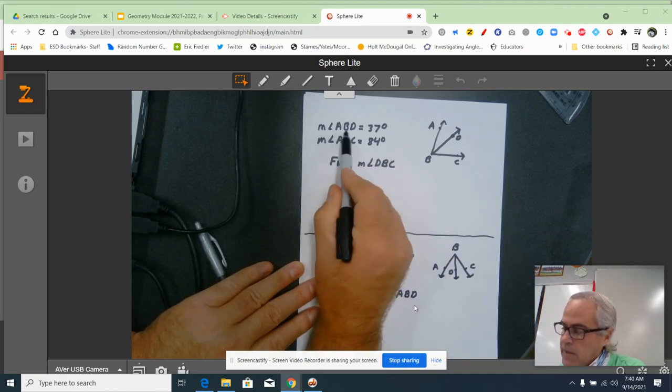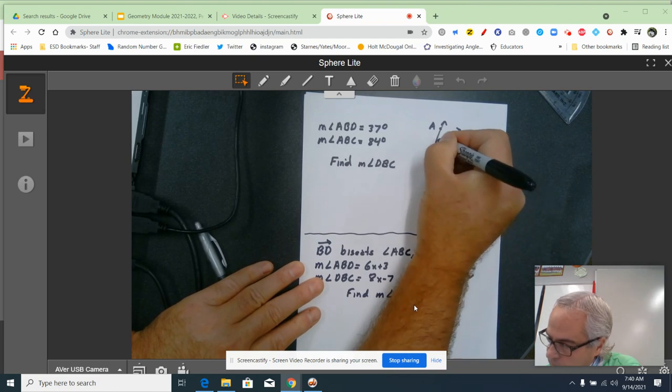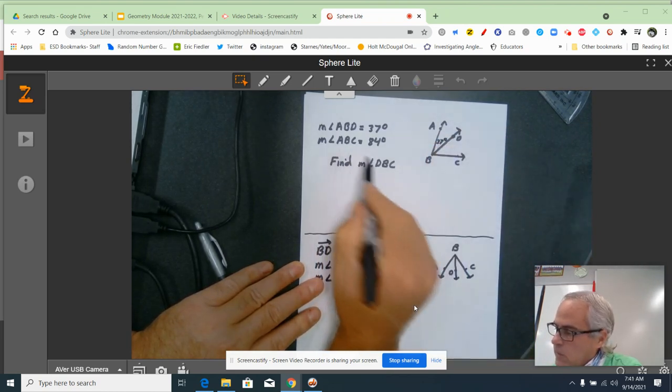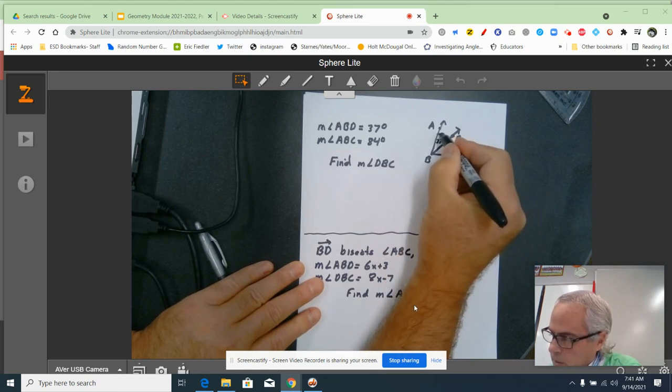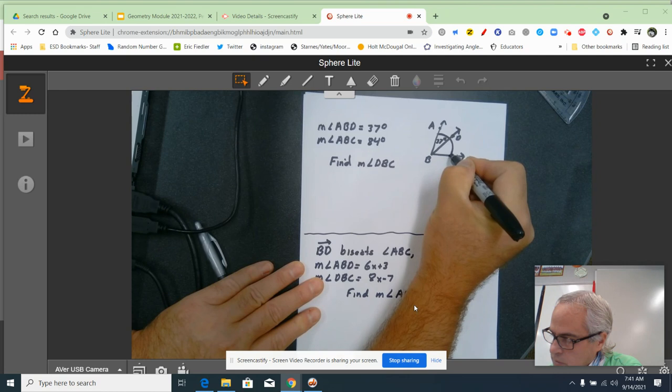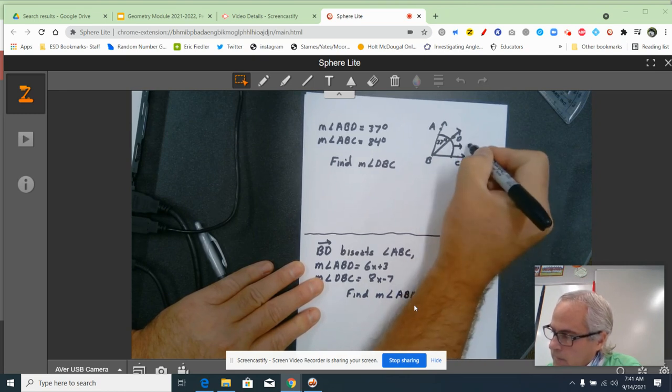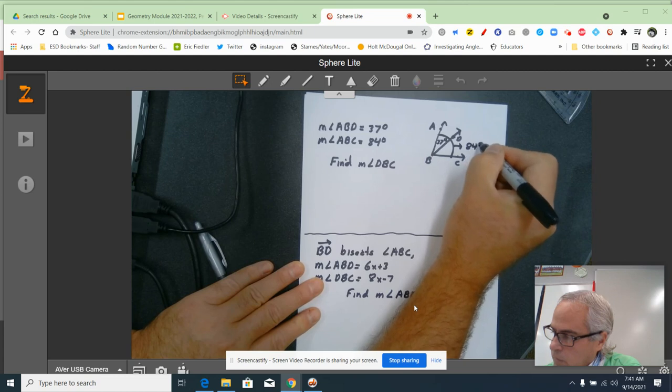It says the measure of angle ABD is equal to 37. That's this angle right here. Then it says the measure of angle ABC. Oh, that's this big angle. Here's how I do that. I use an arc mark to show that I'm talking about the whole entire angle, and maybe even an arrow. And I say that is equal to 84 degrees.